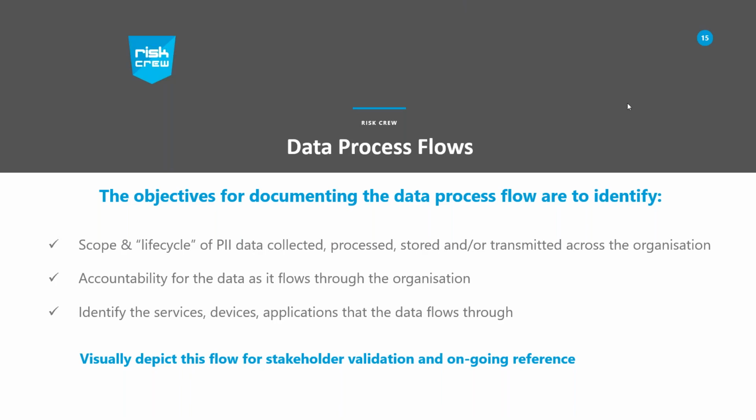We need to identify the scope and life cycle of the personally identifiable information: how it's collected, processed, stored, and transmitted, the accountability for the data as it flows through the organisation, and we need to identify the services, devices, and applications the data flows through. Those are the main objectives that we're looking for here. And then we want to visually depict this data flow for stakeholder validation and for ongoing reference.